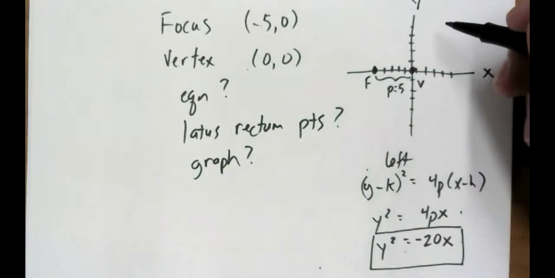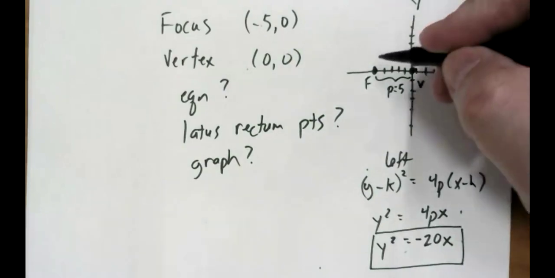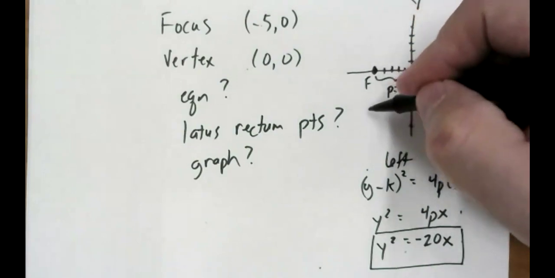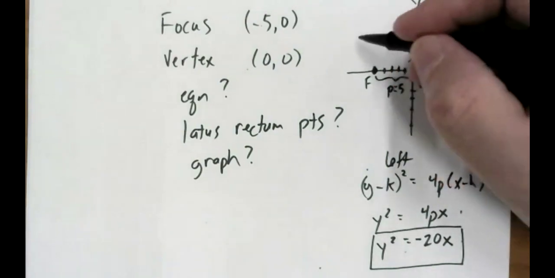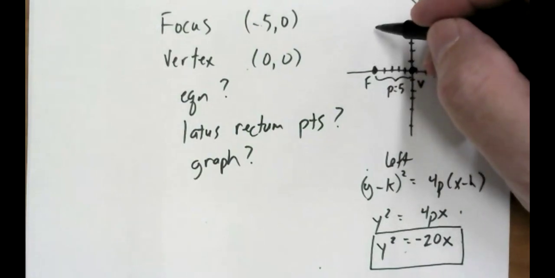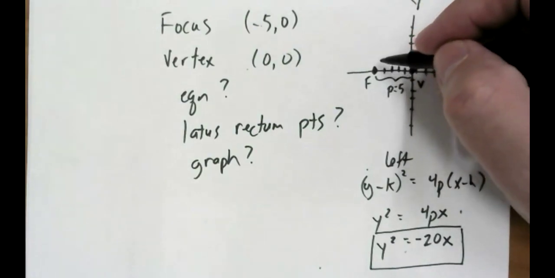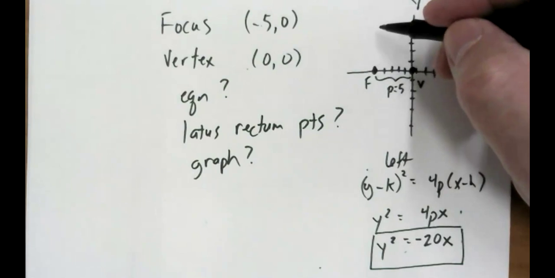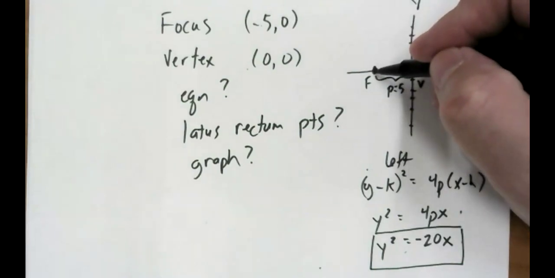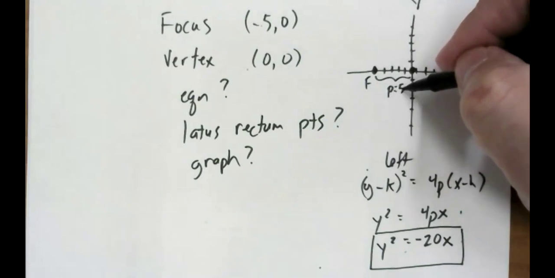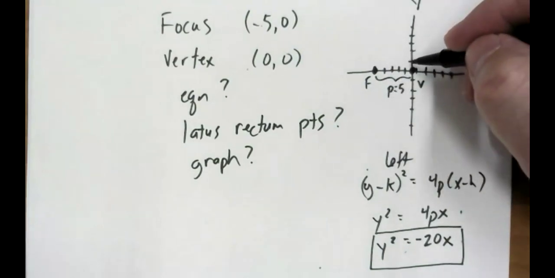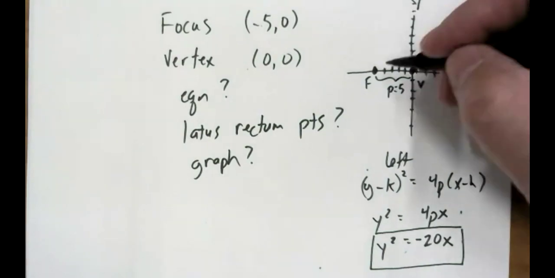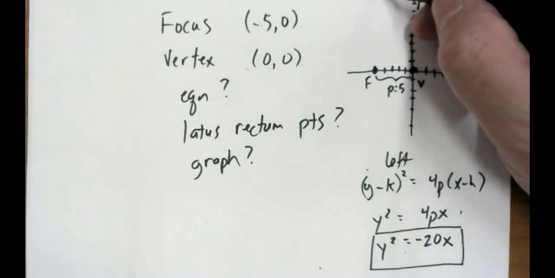Now, the latus rectum points, the latus rectum is from the focus. In this case, since my parabola is opening to the left, the latus rectum points are 2 points on the parabola. And what you do is you go a distance 2p. So in this case, from the focus, I'm going to go up 2p, which is actually 10, since p is 5. So I've got to mark 10 points. 1, 2, 3, 4, 5, 6, 7, 8, 9, 10. I'm almost off my graph.